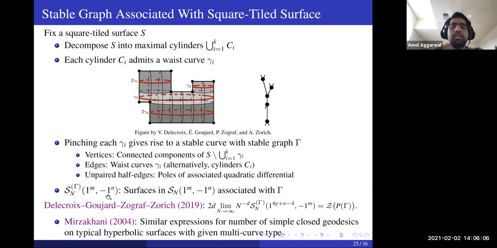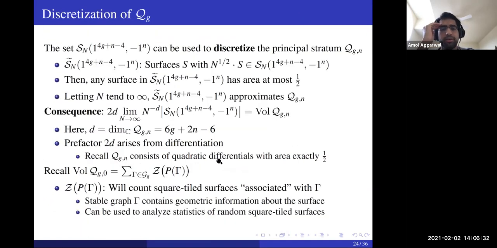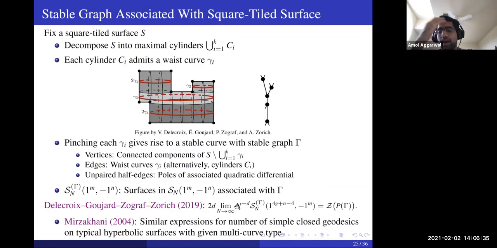I'll denote by S_n(gamma) the set of square tiled surfaces in S_n that are associated with gamma in this sense. So after I take this decomposition by maximal cylinders, I cook up a graph from it, and I let S_n(gamma) denote the set of those square tiled surfaces that are associated with this gamma. So the statement that really gives rise to the one back here is that, after the same normalizations, the limit as n tends to infinity of n to the minus 2d times the size of this refined set, this gamma-refined set, is going to be equal to Z_P of gamma. Okay, so if I sum over all gamma, then I immediately get the volume, and this is what we had before.